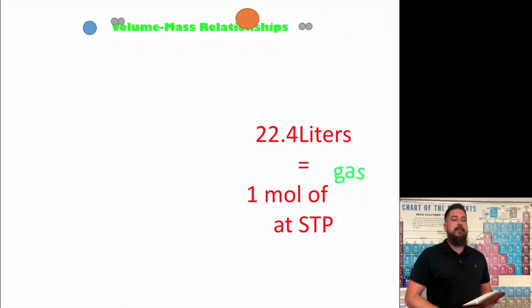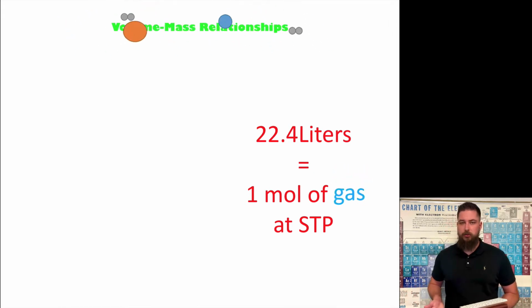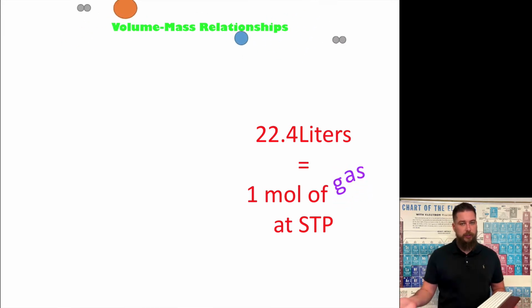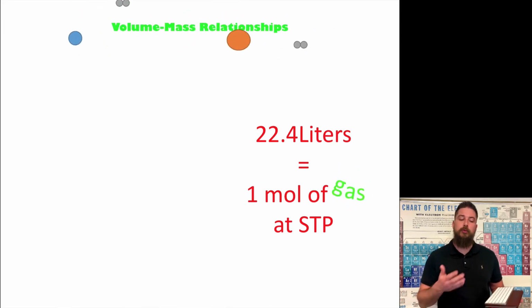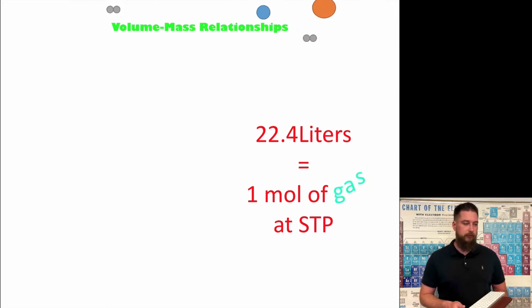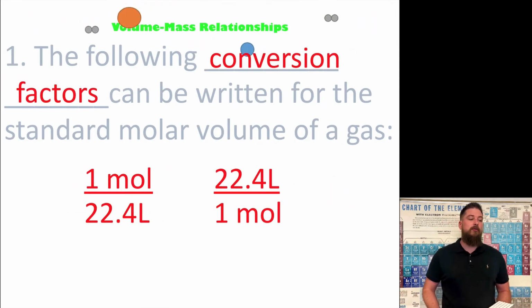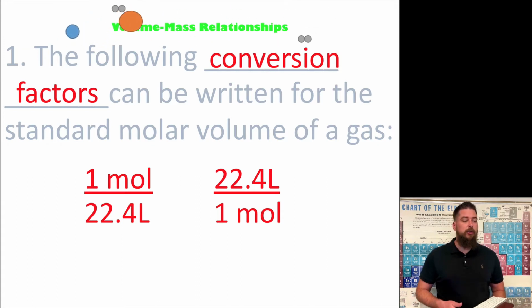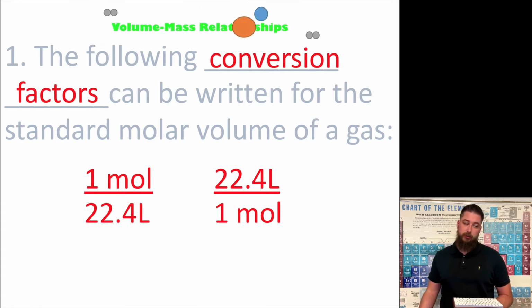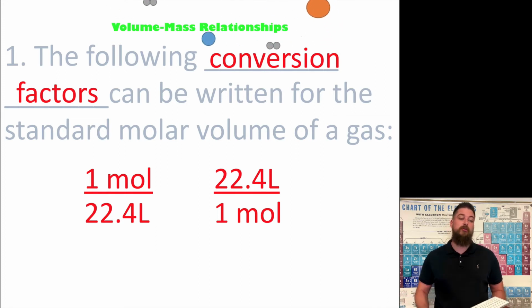If it is not at standard temperature and pressure, then it will not be 22.4. If you have a different temperature or different pressure, it will be a little different. So the following conversion factors can be written for the standard molar volume of a gas. We know that 1 mole over 22.4 liters versus 22.4 liters over 1 mole.